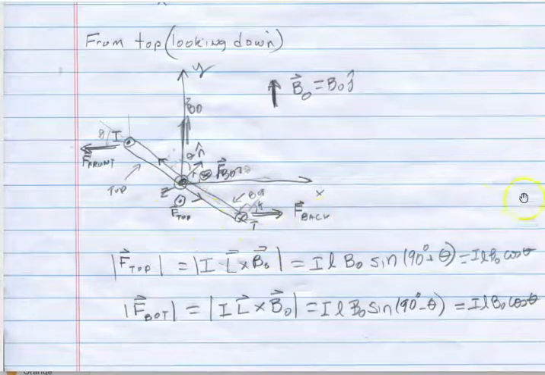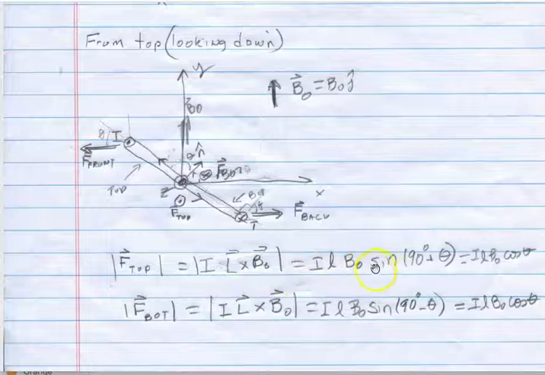And now then, let's calculate the forces on it. The force on just the top piece, well, we know the magnetic force is I L cross B. In this case, if I just look at the magnitude, that's going to be the magnitude of I, the magnitude of L vector, which is along the top and of length L, and the magnitude of B, which is B naught.